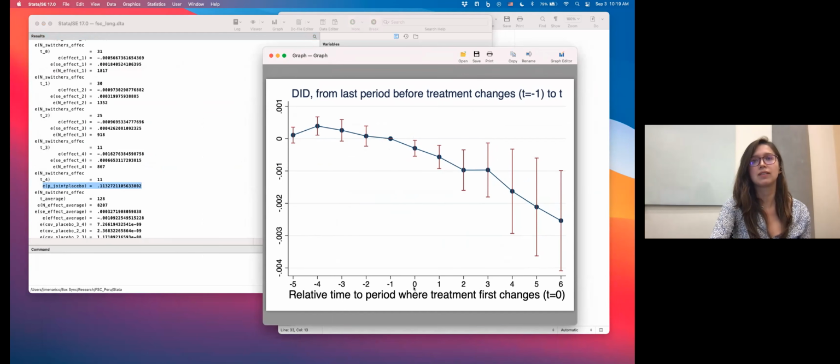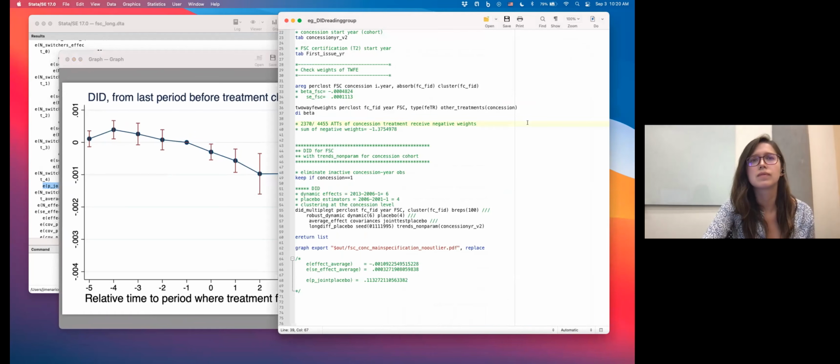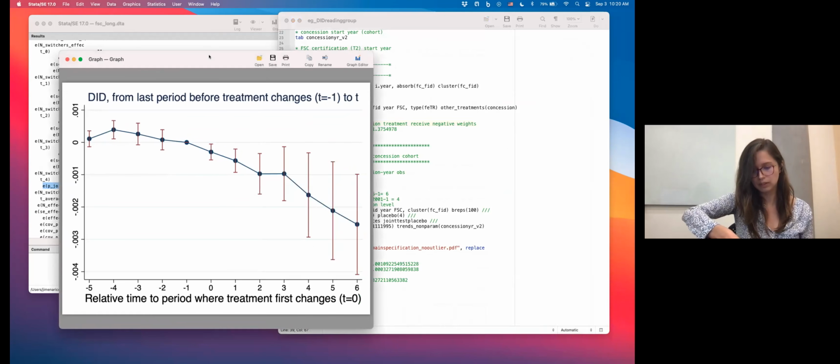So in year 0, this is the instantaneous effect, and we can see the effects 1 to 6 years later, and we can see that the effects are growing over time. What else do I need to show you? I don't know if anybody has any question. I think I showed everything I wanted to show you.